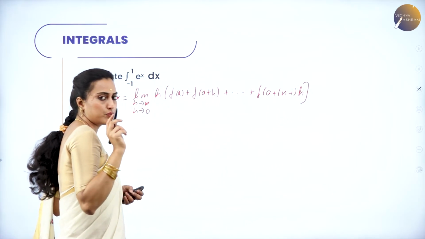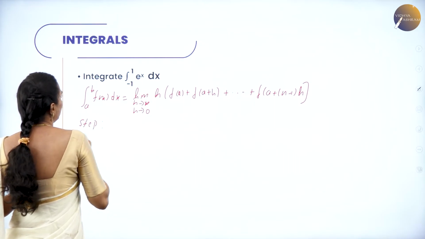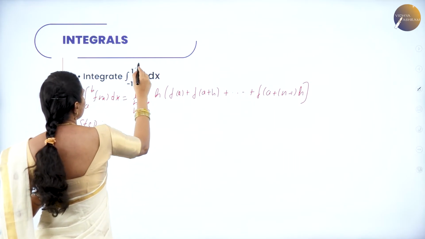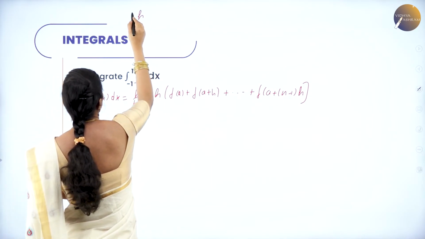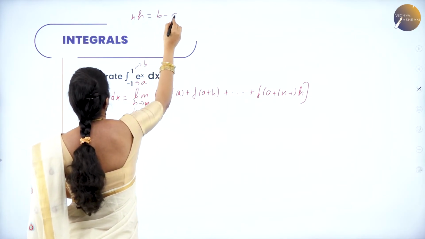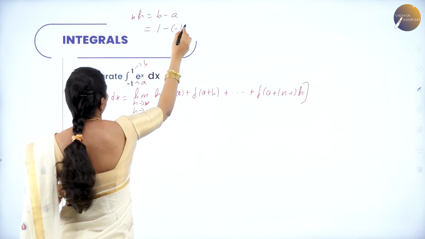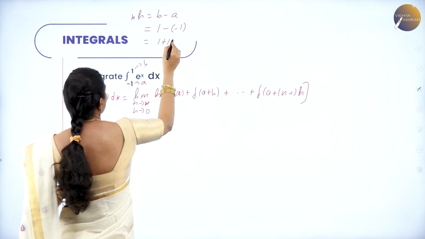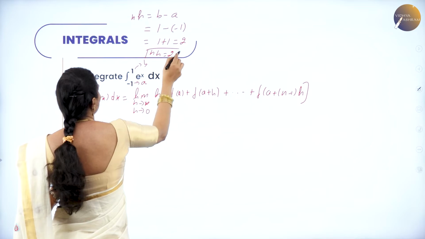Now here, step 1 is what? Step 1, first let me find out what is b minus a. Now you are having b is nothing but this and a is nothing but this. So nh is equal to b minus a. So which will be b is 1 minus of minus 1, which is 1 plus 1 is equal to 2. So nh is equal to 2. This you need to remember.